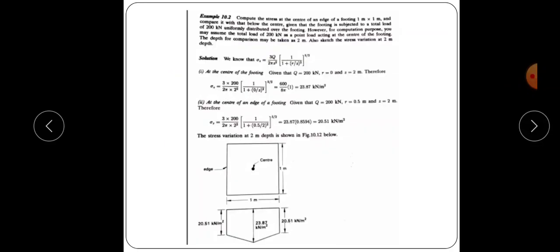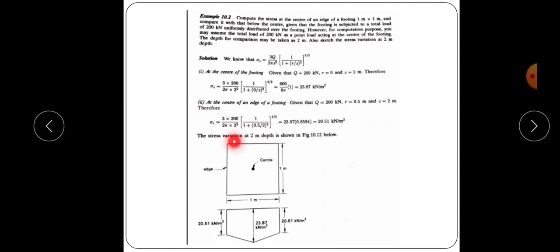compute the stress at the center of an edge of a footing 1 meter by 1 meter and compare it with below the center. Given the footing is subject to a total load of 200 kilonewton uniformly distributed over the footing. However, for computation purpose, you may assume the total load of 200 kilonewton as a point load acting at the center of the footing. The depth for comparison may be taken as 2 meter. Also sketch the stress variation at 2 meter depth.